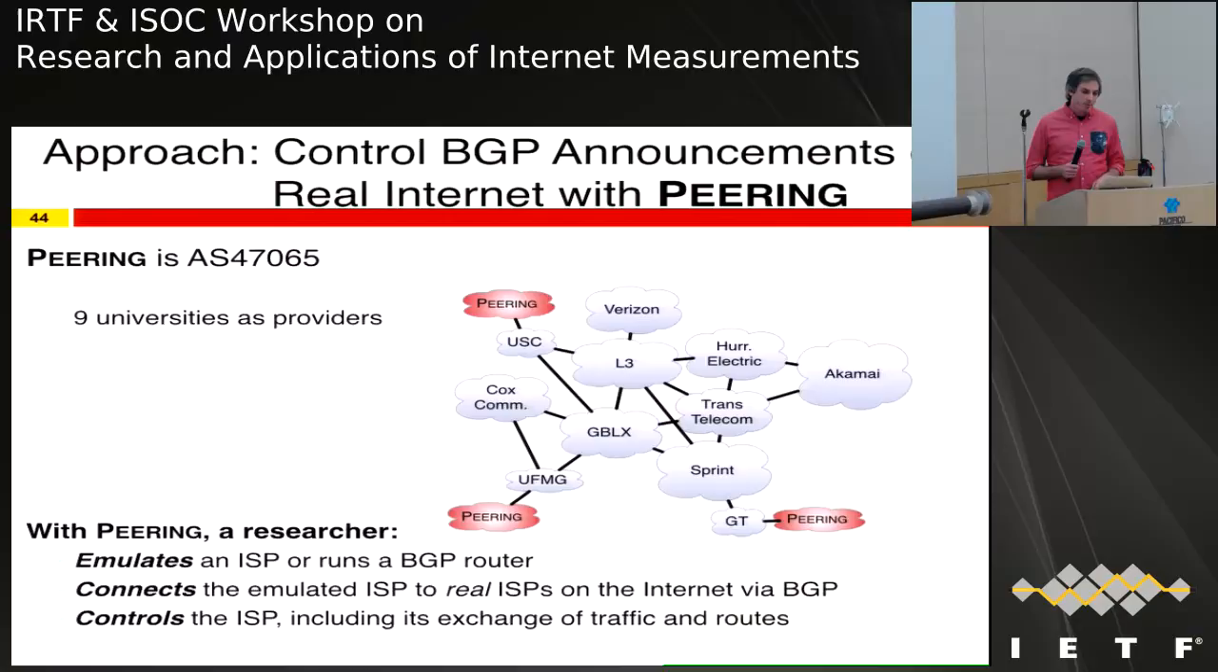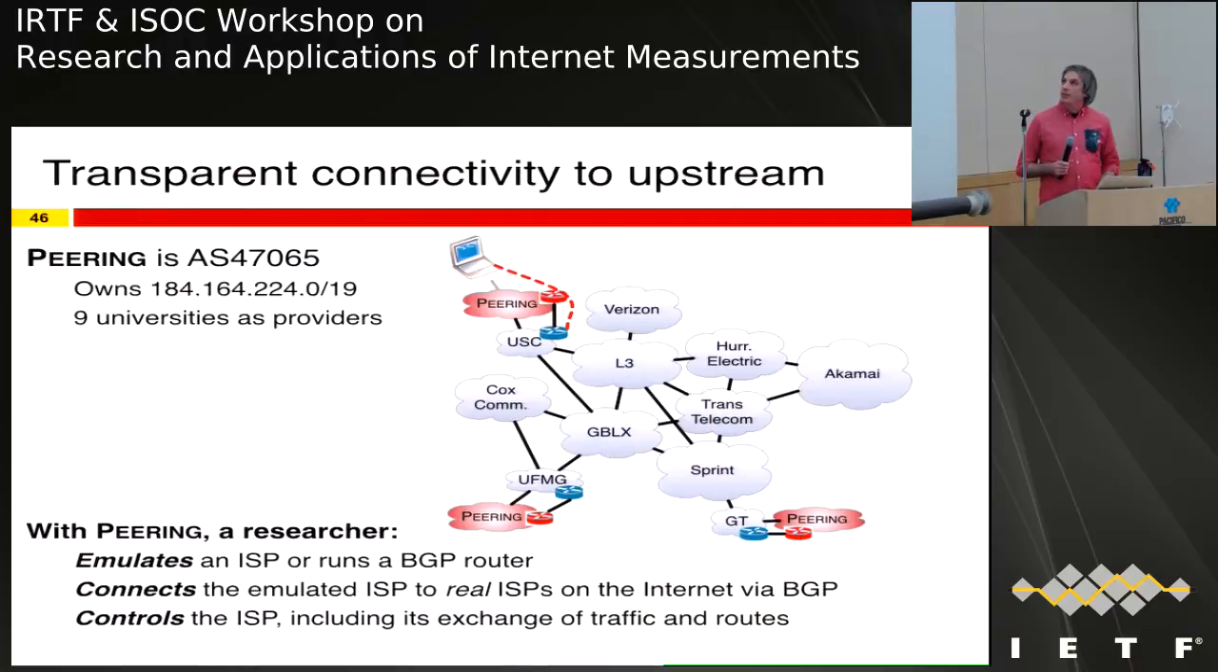We have 9 universities as providers. This means that we actually have routers at these universities that establish BGP sessions with the university's routers. We can then deploy a software router or an emulated ISP and transparently connect it through peering to the upstream providers. We have a bunch of prefix spaces, including this /19, and we can allocate some of that to an experiment. It can then announce routes.